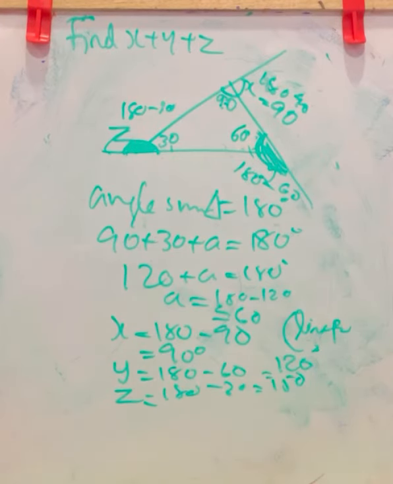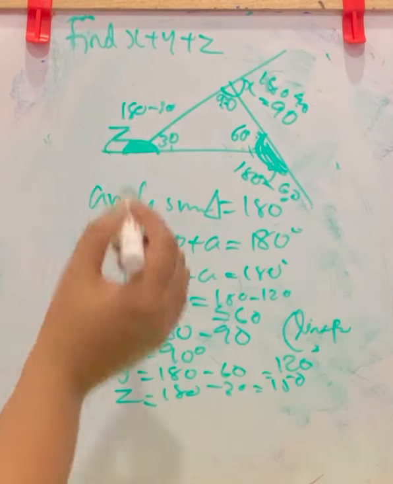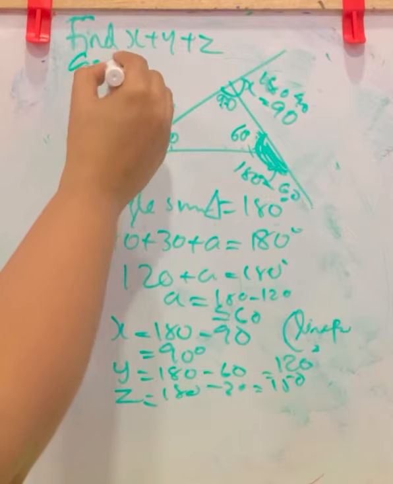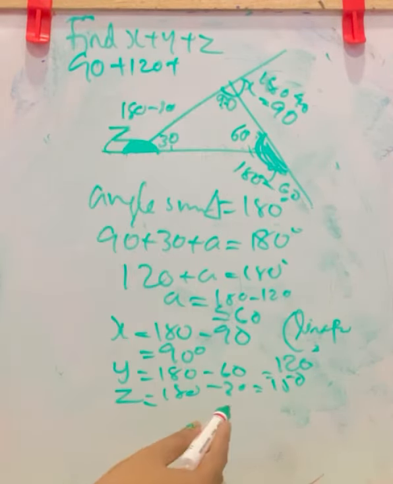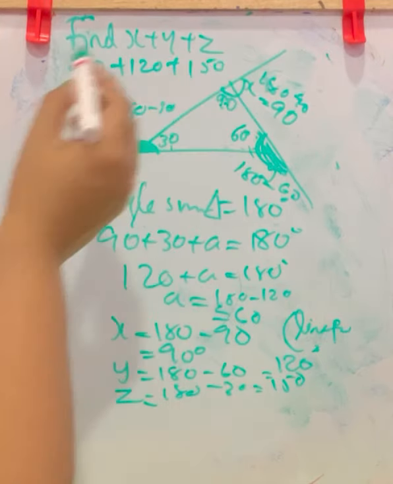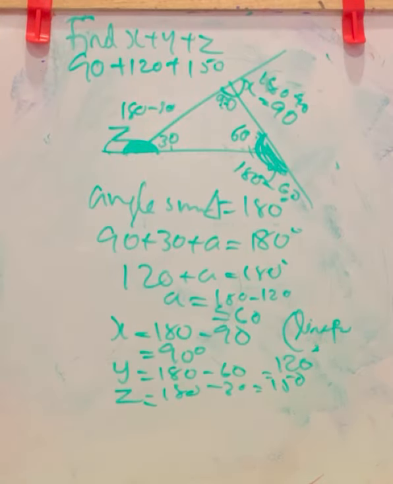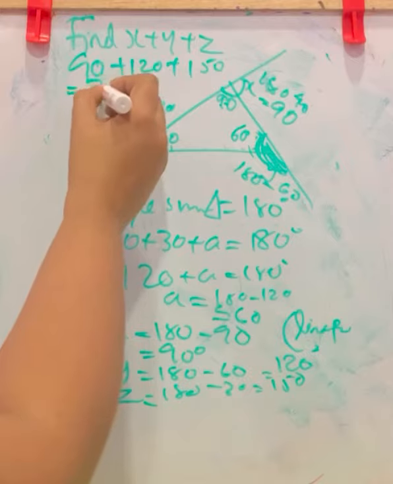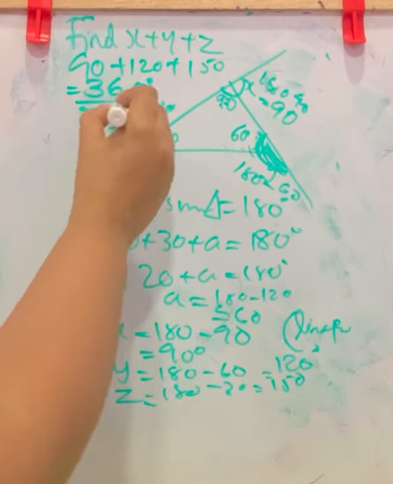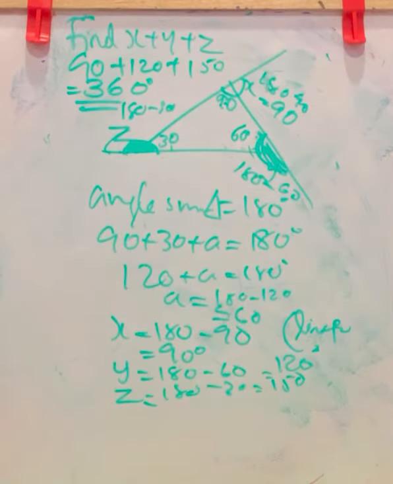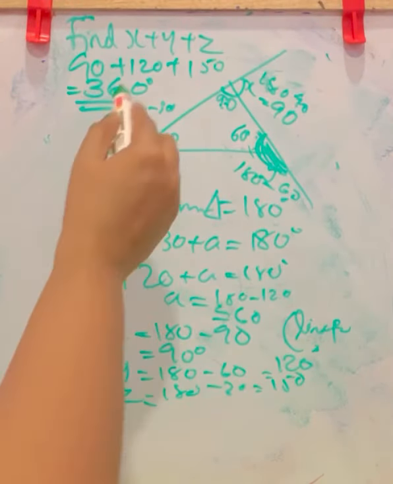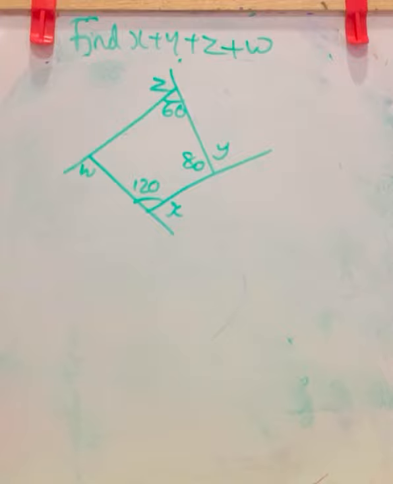So we got x, y and z. Now it is easy for us to find the sum. x is 90 plus y is 120 plus z is 150. 90 plus 120 plus 150 is 360. So the exterior angles here, x plus y plus z, all are in the exterior and their sum is 360.